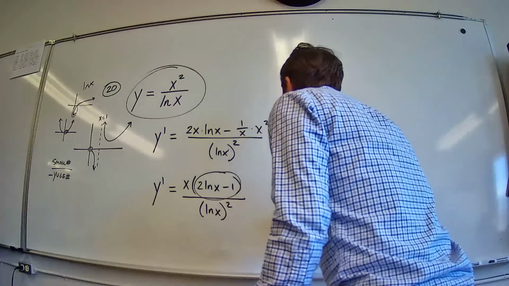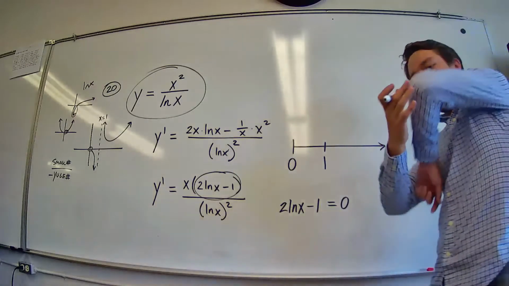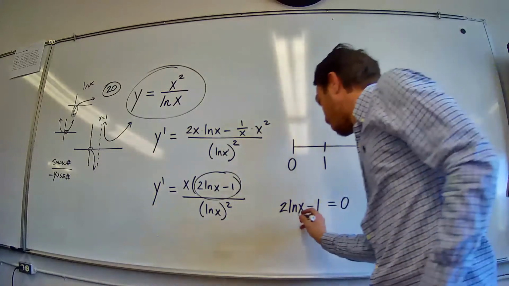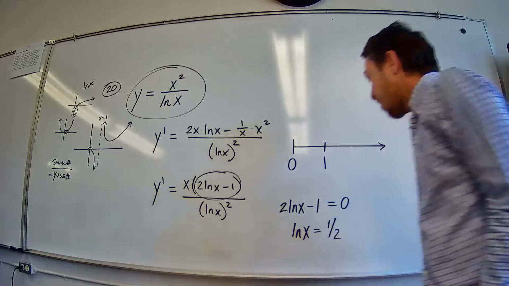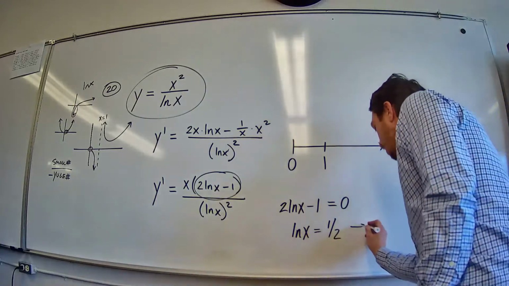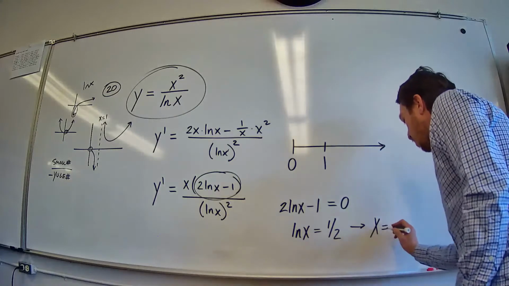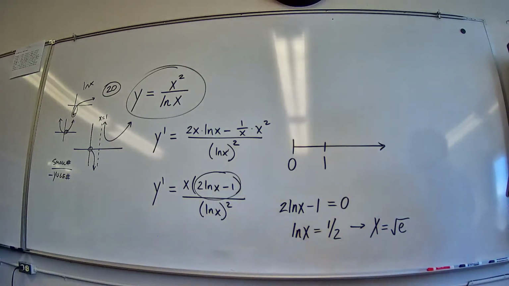So it's whatever makes natural log of x minus 1 equal 0, right? So solve this, you get log of x equals 1/2. So x is e to the 1/2 power. What's e to the 1/2 power? Oh, the square root of e.